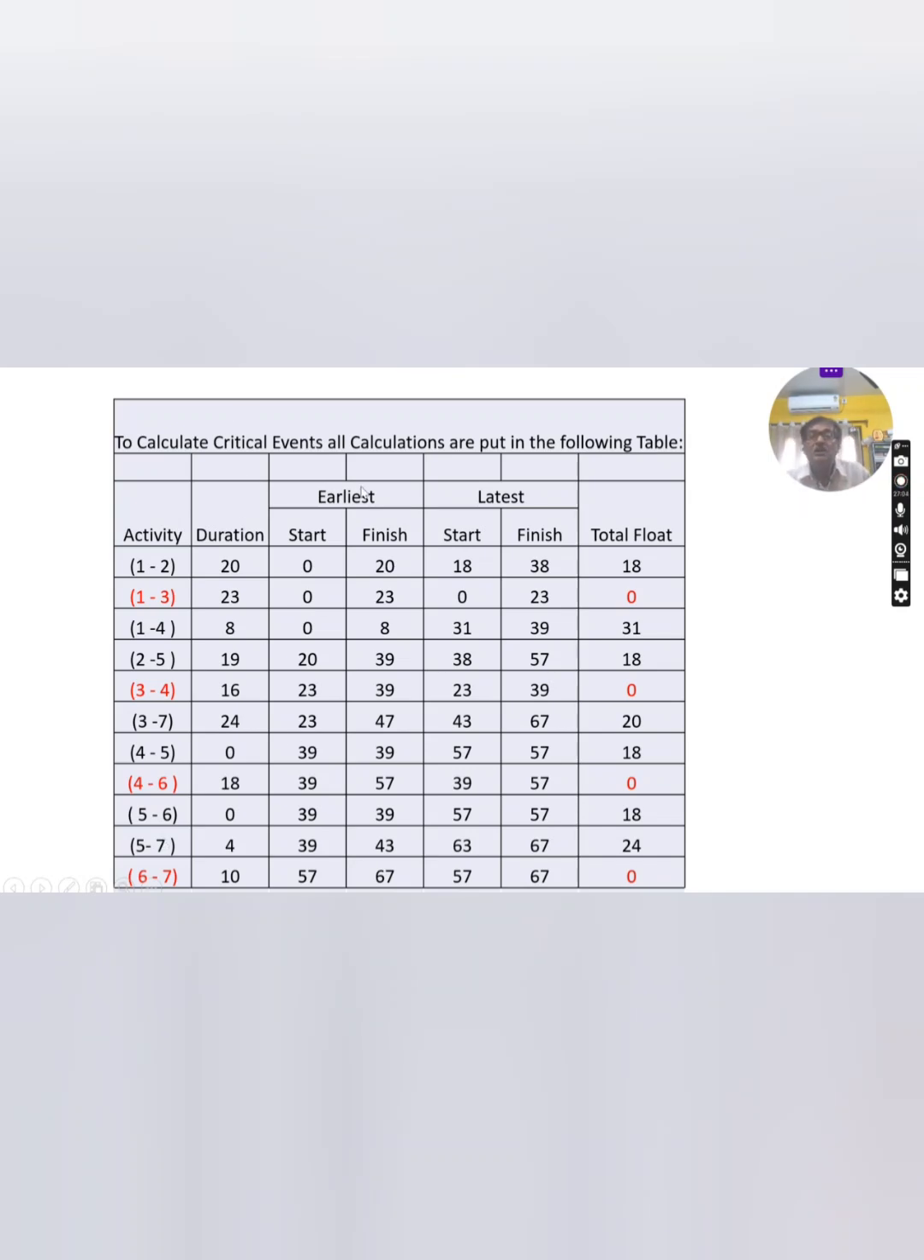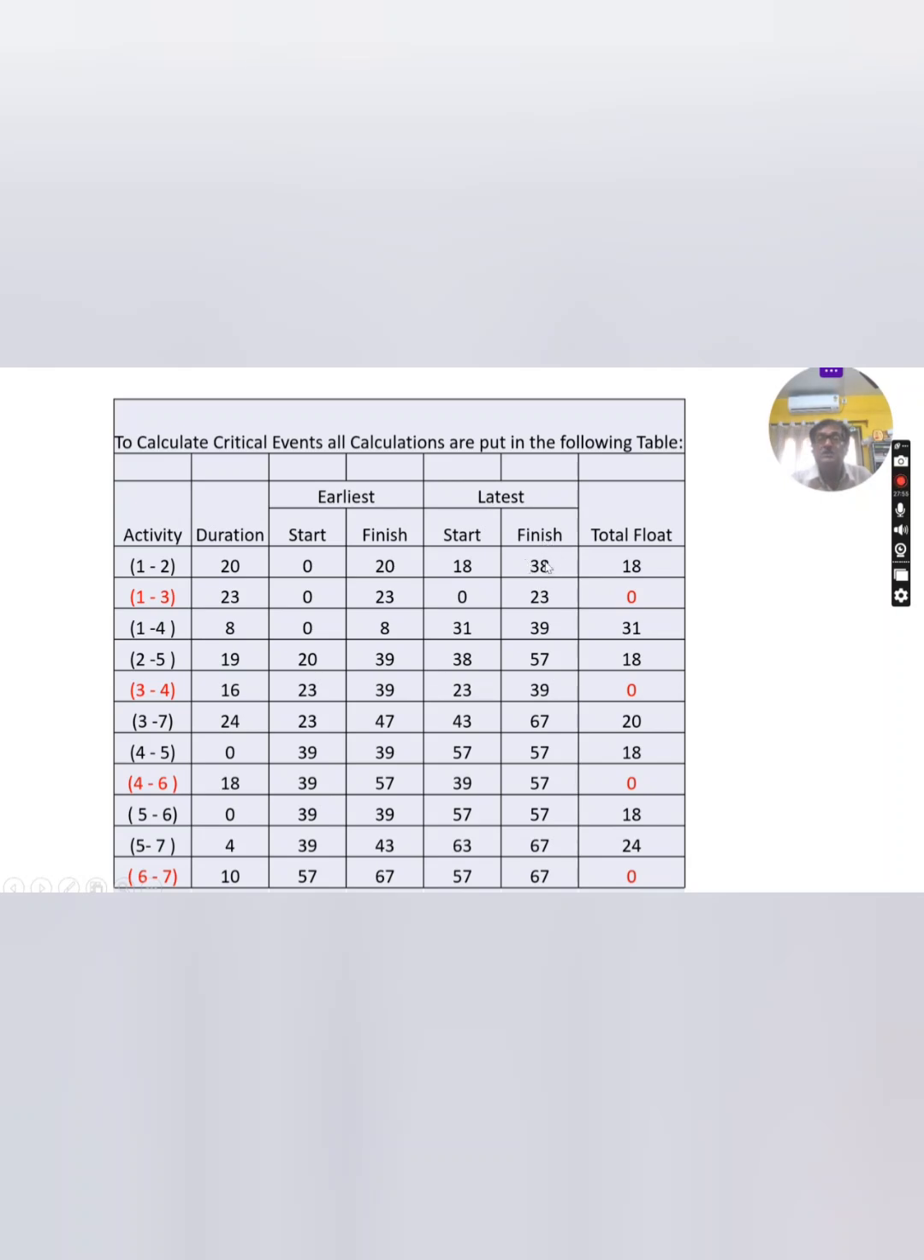Now you have to compute the earliest finish time. If you know the earliest start time, you just add the activity duration or task duration, and then you will get the finish time. You can check for any one. For 4-6, the earliest start time 39 plus 18 is 57. Last one, 57 is the earliest start time and the activity time is 10, so the earliest finish time is 67.